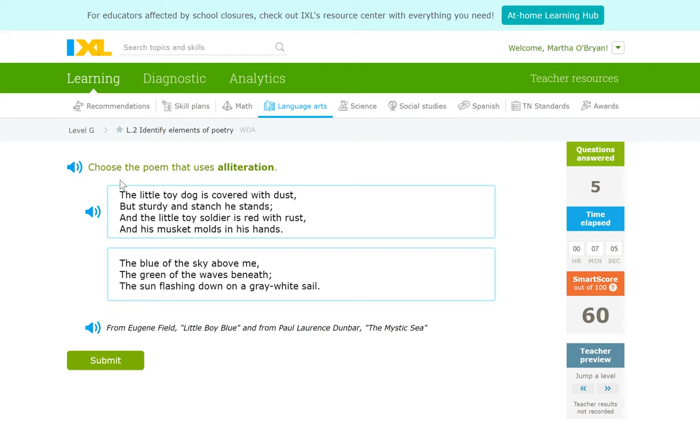The little toy dog is covered with dust, but sturdy and staunch he stands. And the little toy soldier is red with rust, and his musket molds in his hands.